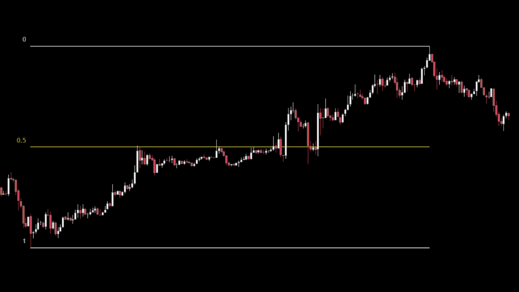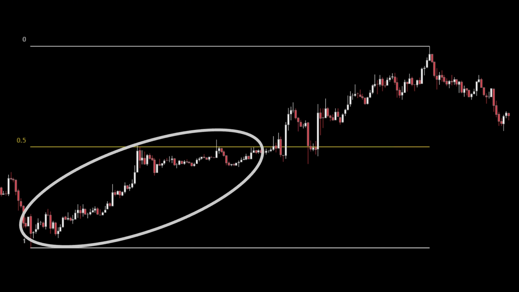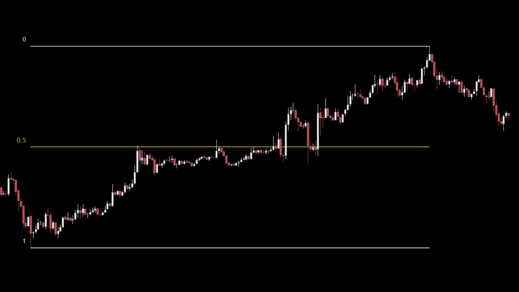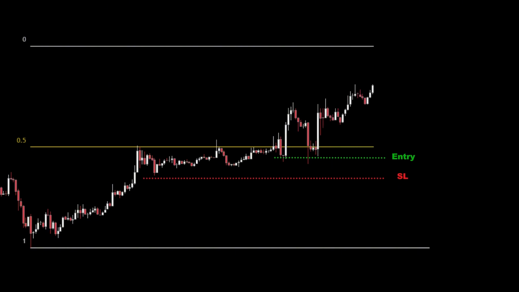So in a bullish market, price above equilibrium is expensive. Price below equilibrium is cheaper. And as traders, we do not want to chase price when it is expensive. We want to wait for price to come back into discount, where the entry is safer, the stop loss is cleaner, and the risk to reward is much better.